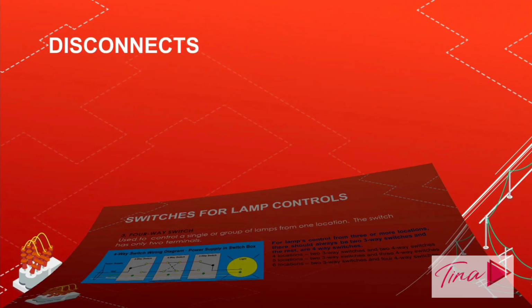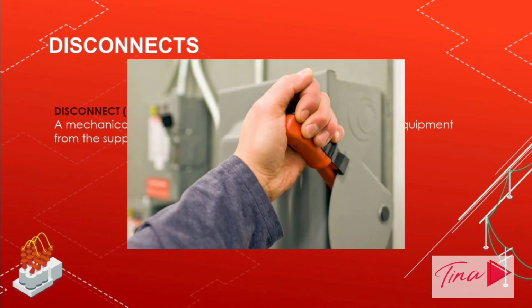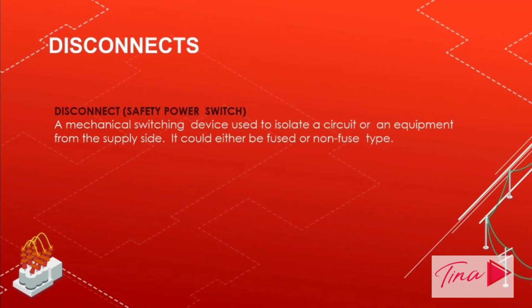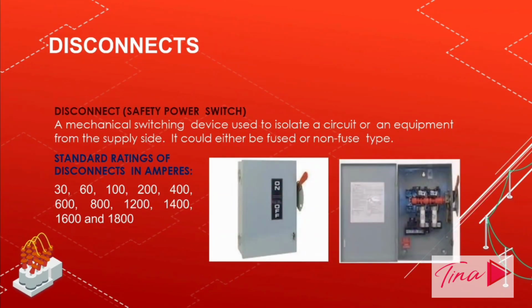Now here we have the disconnects. Now, disconnect or safety power switch is a mechanical switching device used to isolate a circuit or an equipment from the supply side. It could either be fused or non-fused type. Now, the standard ratings of disconnects in amperes are 30, 60, 100, 200, 400, 600, 800, 1200, 1400, 1600, and 1800. Next, we have the conductors.